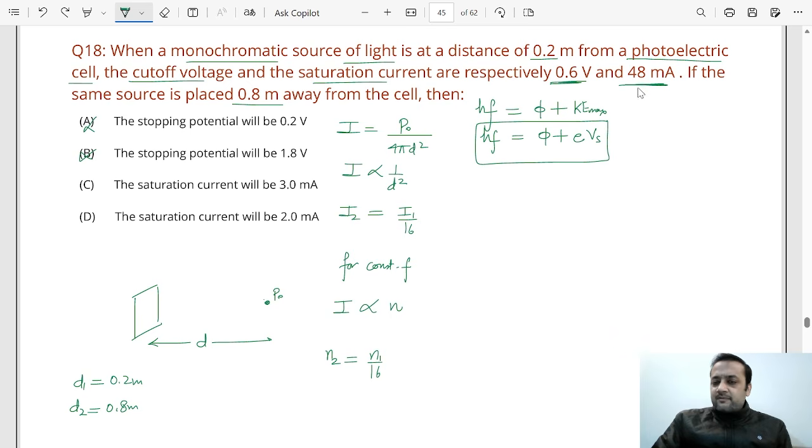So 48 milliampere will go down by a factor of 16, so it will become 3 milliampere. So option C will be the correct answer. Option D will also be a wrong answer. I hope you have understood.